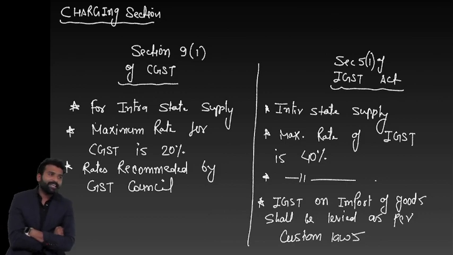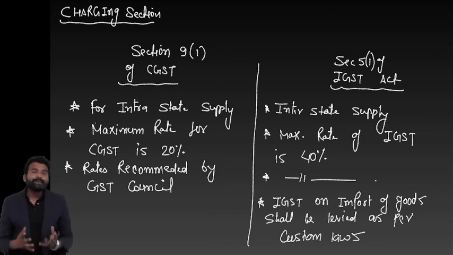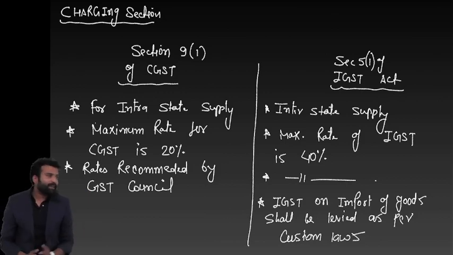Again, one more question they can ask you in the exam: who recommends the rate of GST? I think everybody knows the answer. The rates of GST are recommended by the GST Council. The GST Council meets frequently, and they decide what rate should be applicable on different commodities. So this is about the charging section: if I am supplying intrastate or interstate, then I have to pay GST. The rate of GST cannot be more than 20% if it is CGST and 40% for IGST, and the rate of GST will be recommended by the GST Council.